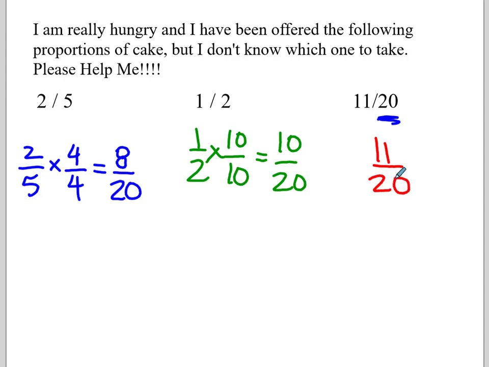So when I look, they all have the same size pieces. Okay, but now I'm looking at how many of them do I have. Well, if you look at this, this one has 8, 10, and 11. So the 11/20 is the most amount of cake, slightly larger than 1/2. So we know it's bigger than this one, and it's bigger than this one. Okay.